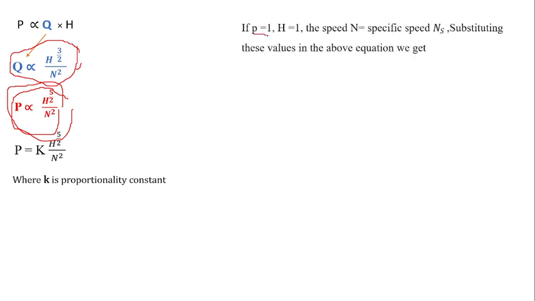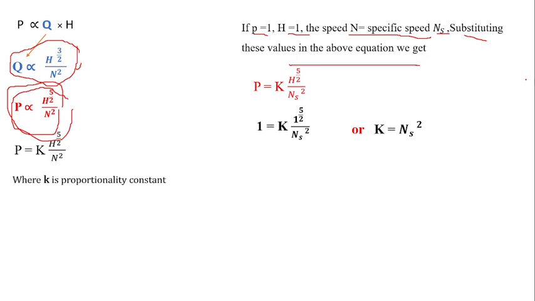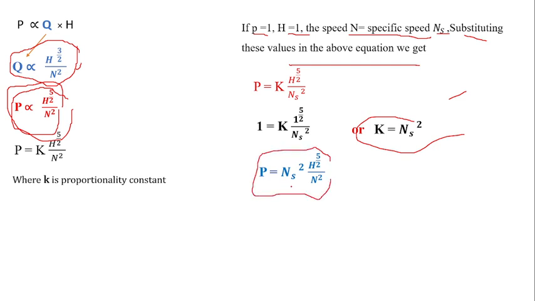We take them as directly proportional, so we take K as a constant, where K is a proportionality constant. If P is equal to 1, H is equal to 1, and n is the specific speed ns, substituting the values in the above equation, we get K is equal to ns square. So if you substitute the K value, P is equal to ns square H power 5 by 2 by n square.